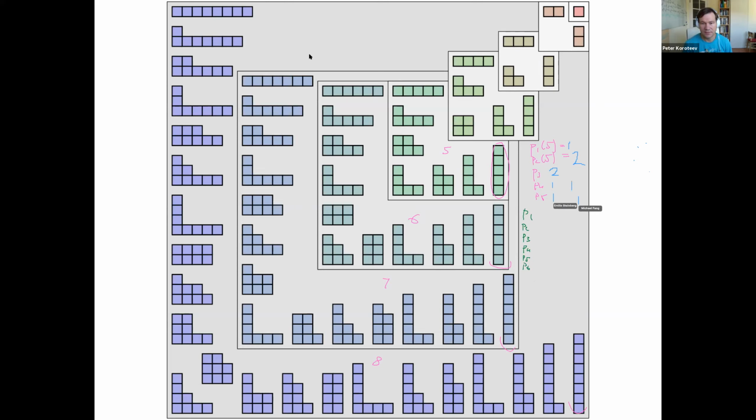Okay, so p4 is 1. p3 is 2, there are two partitions with 3 parts, and then there is one with 4 and one with 5. Good. Let me remove the duplicates. So you have 1, 2, 2, 1, 1. Let's add them up together. We have 7, so p of 5 is 7. That's the distribution: 1, 2, 2, 1, 1. For 6, we have 1, 3, 3, 2, 1, 1.